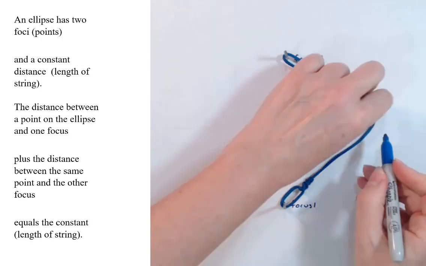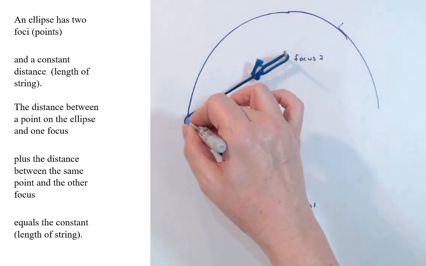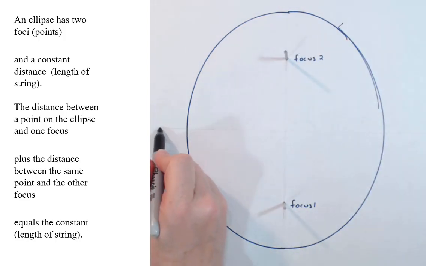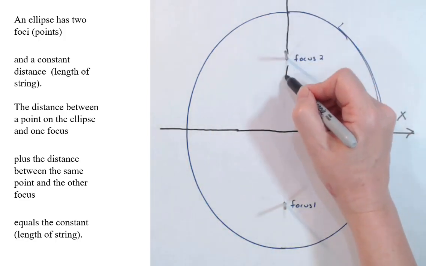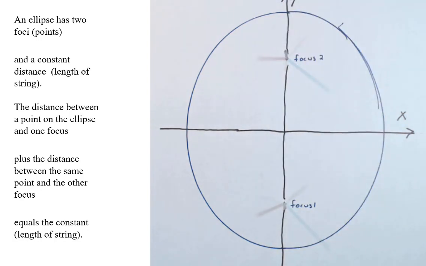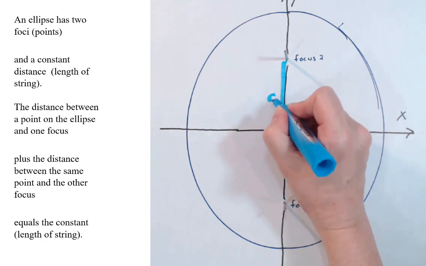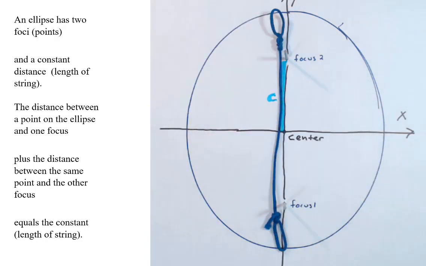We can do the same thing with the foci along a vertical line instead of a horizontal line. Again, we have coordinate axes with origin at the center of the ellipse. This time the foci are on the y-axis rather than the x-axis. The distance between the center and one focus is still called c, and the length of the string is still called 2a.